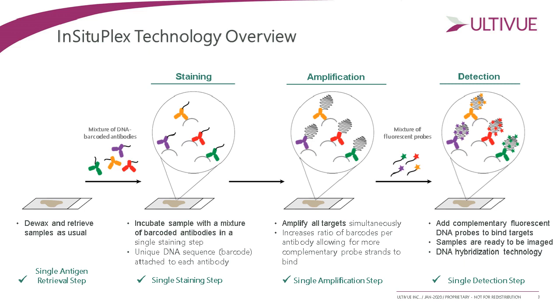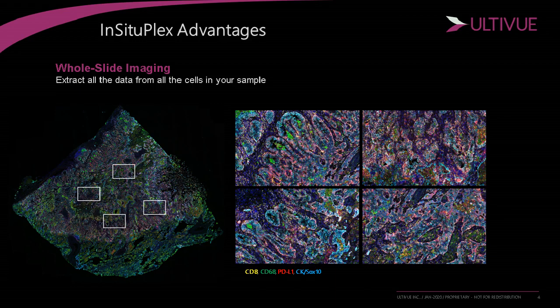We use only 4 classical fluorophores that are spectrally distinct, which are FITC, TRITC, Cy5, and Cy7. And this is because we want to avoid spectral mixing. Now, there are multiple advantages of using the InSituPlex technology, and I'm going to show you just a couple of them.